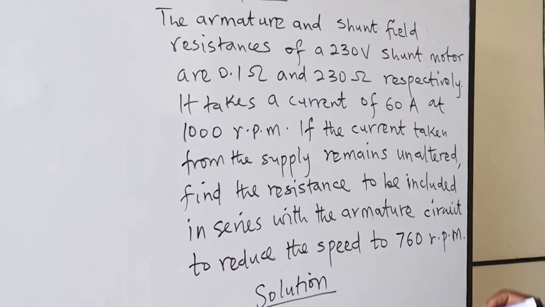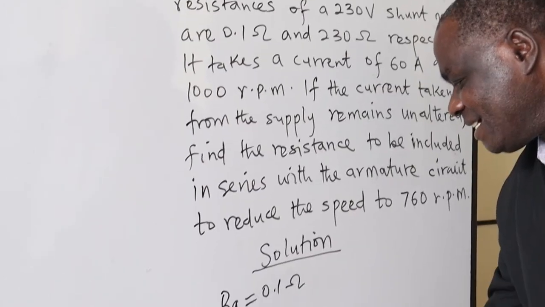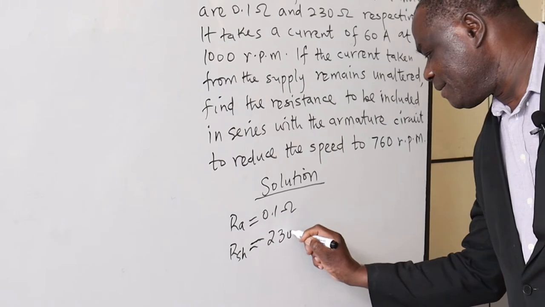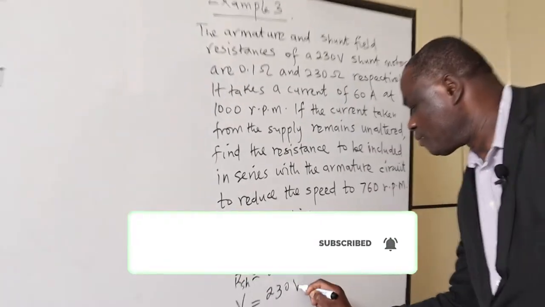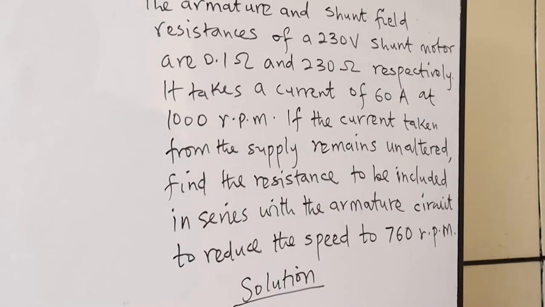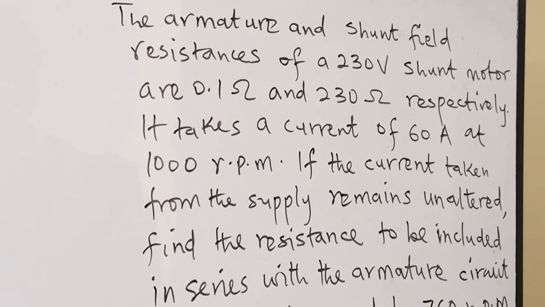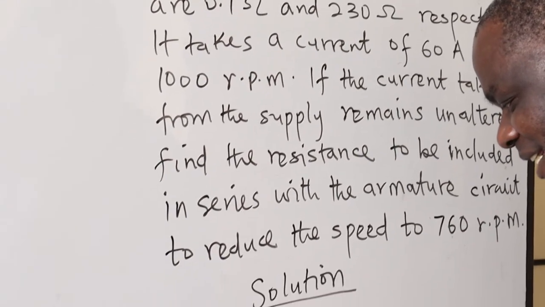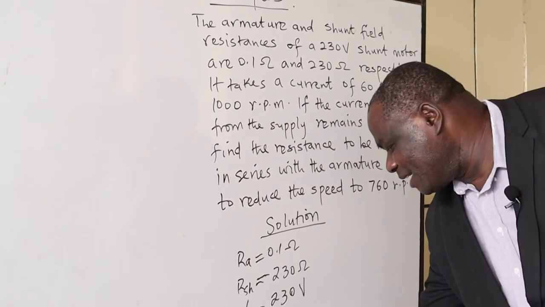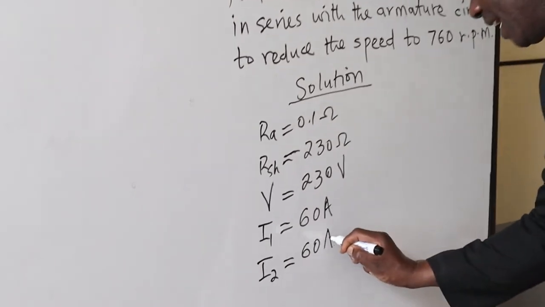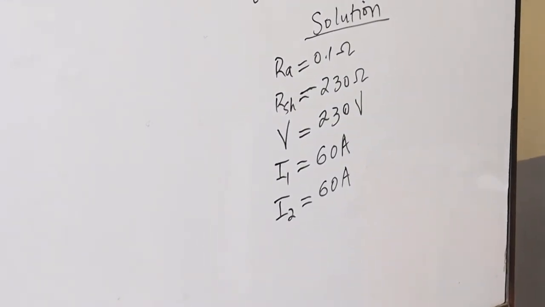So in our solution, we are given RA 0.1 ohm, R shunt 230 ohms, we are given V equals 230 volts. We are also given a current, our I1 is equal to 60 amps. That means our I2 will also be 60 amps because current taken from the supply remains unaltered. So I1, 60 amps, I2 also 60 amps.